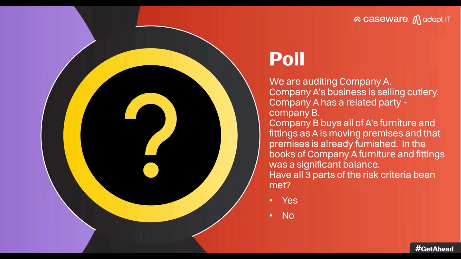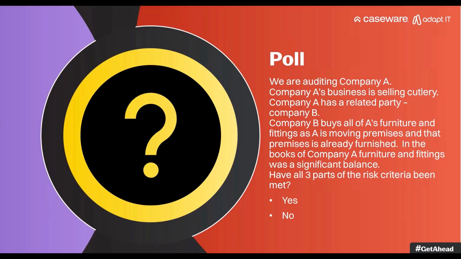Good. So first point, we are auditing Company A. And in all of these scenarios, we are going to be auditing Company A. Company A's business is to sell cutlery. Company A has a related party, which is called Company B.